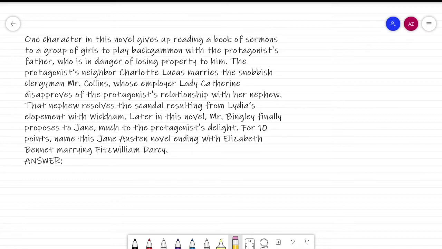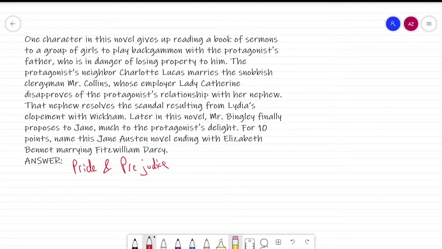Later in this novel, Mr. Bingley finally proposes to Jane, much to the protagonist's delight. For 10 points, name this Jane Austen novel ending with Elizabeth Bennet marrying Fitzwilliam Darcy. Okay, so if you didn't get it, that's alright. The answer is Pride and Prejudice.